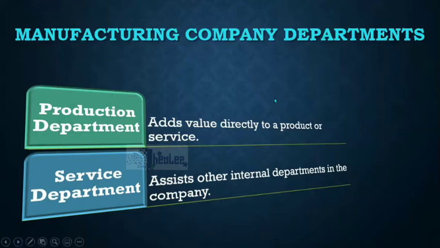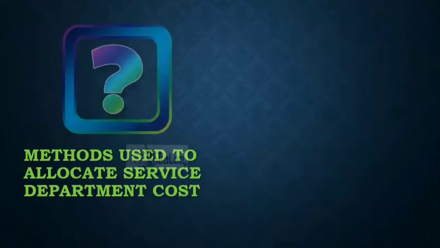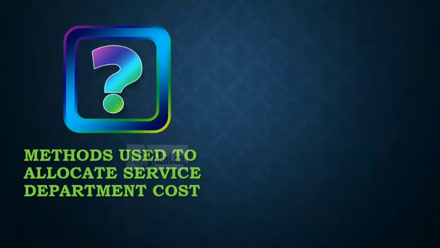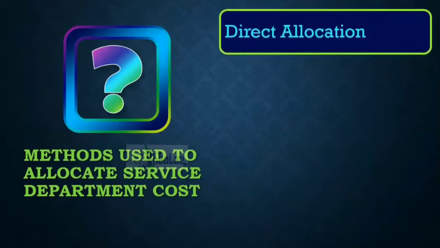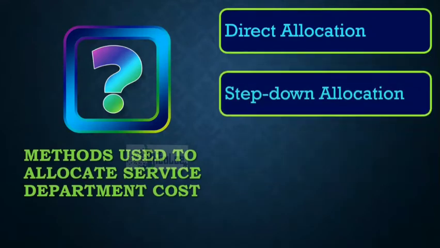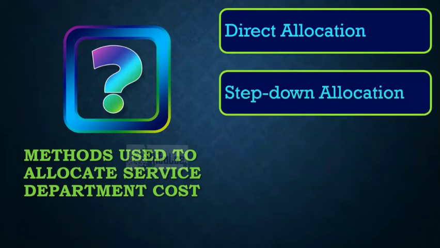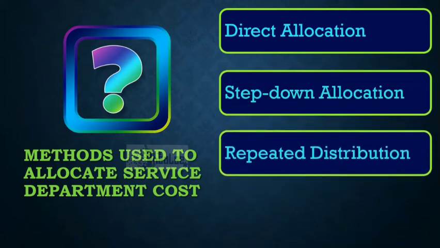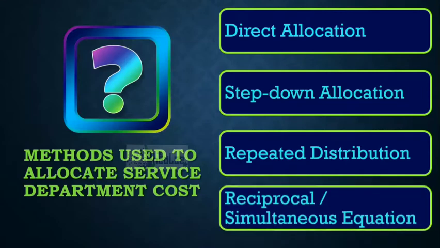Now, I've mentioned the direct method earlier, but what are the methods of allocating service department costs? There are four broad methods, and these are direct allocation, which we're going to look at in this session. We have the step-down allocation. There is the repeated distribution, and the final one is the reciprocal or simultaneous equation method.